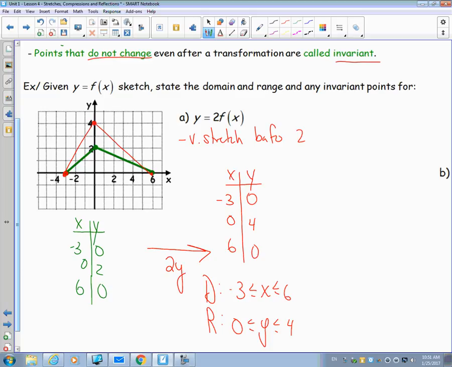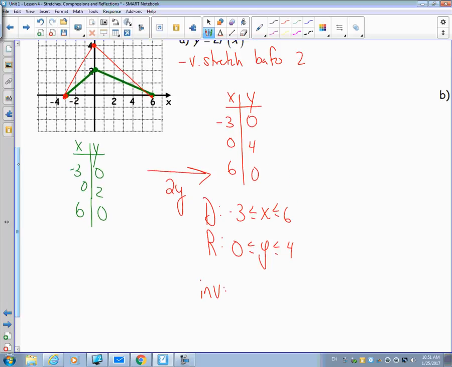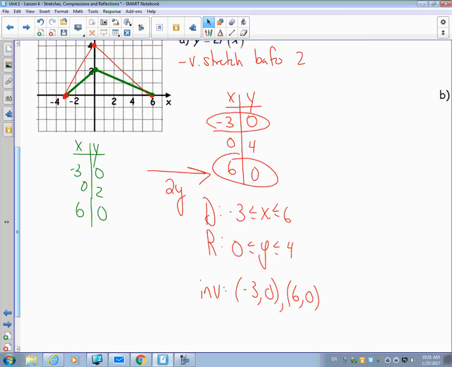Oh, one more thing, they ask for invariant points. Remember we said an invariant point is a point that hasn't changed. If you look at the graph, there's actually 2 of them. Which 2 points are invariant? The ones that are on the x-axis. They haven't changed because when you multiply 0 by something, it remains a 0. So one of my invariant points is negative 3, 0, and the other one is 6, 0. And the other way you could have figured that out is by looking at your table and seeing if any of the points are exactly the same still. And sure enough, the first one and the last one are still the same points.